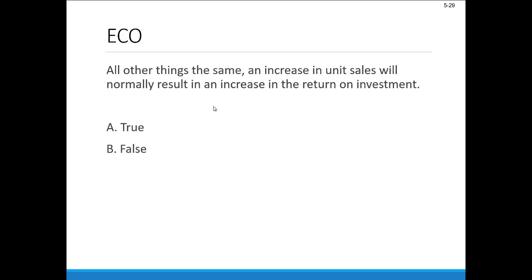Next up, all other things the same, an increase in unit sales will normally result in an increase in the return on investment. Is that true or false? Come back for the solution in just a second here. That is true, right? If we're increasing sales and everything else is staying the same, then we should be seeing an increase in income and no change in average operating assets, so our return on investment should be increasing as well.